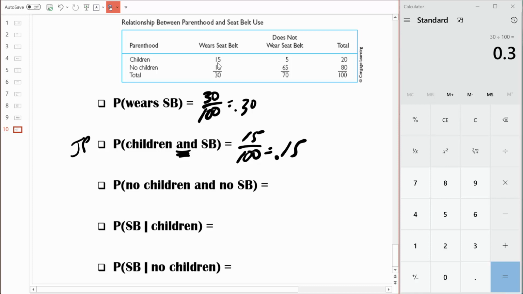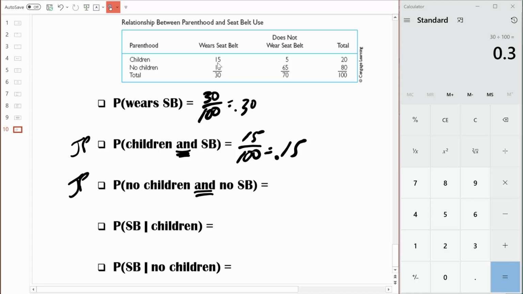So out of our entire sample, if we were to randomly select someone, about 15% of the time, we would find someone who has children and wears a seatbelt. Let's compute another joint probability. And again, I can tell right off the bat that it's a joint probability because I'm looking at the joint occurrence of these two events.